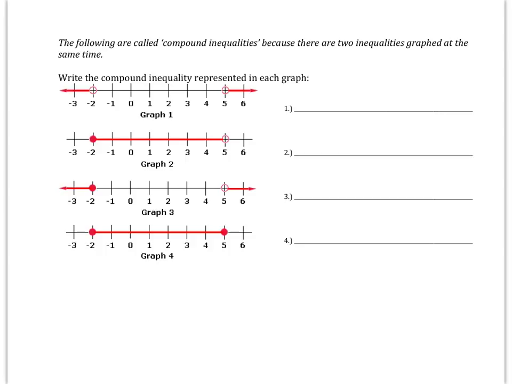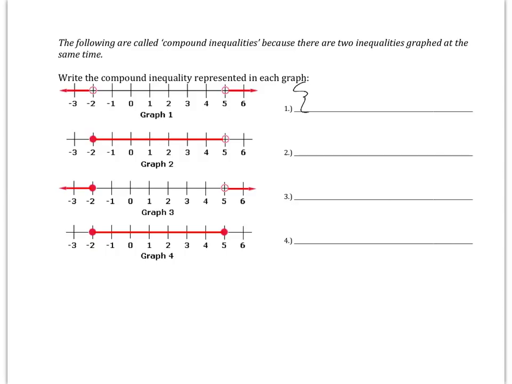All right, now let's take a look at these next 4. These next 4 are called compound inequalities, and the reason they're compound inequalities is because there's 2 things going on at once. So if you take a look, this first one is pretty simple. If you look, you've got x here is going to be less than -2, or x is going to be greater than 5.